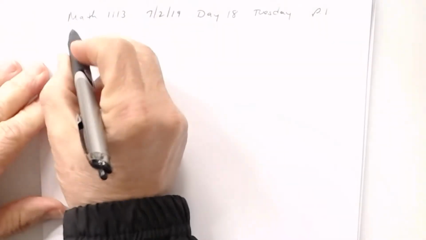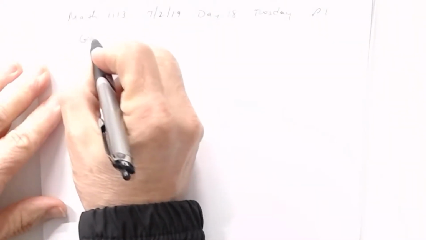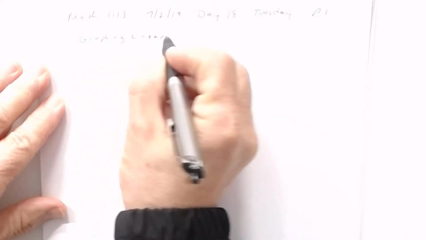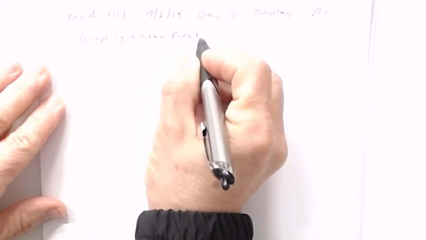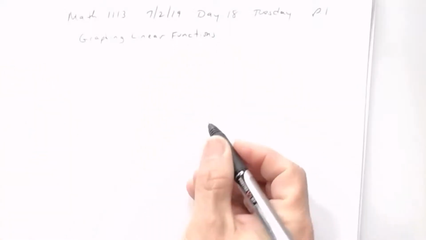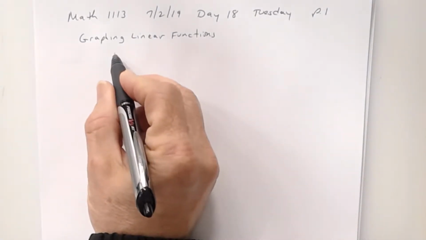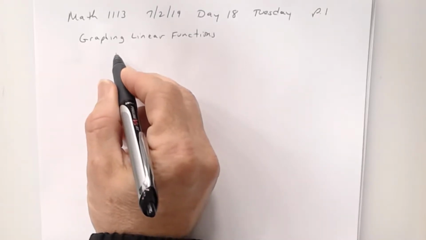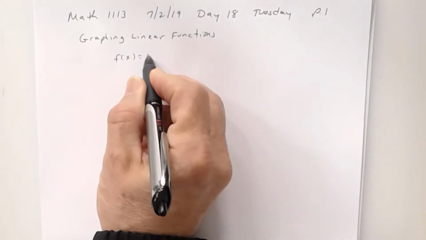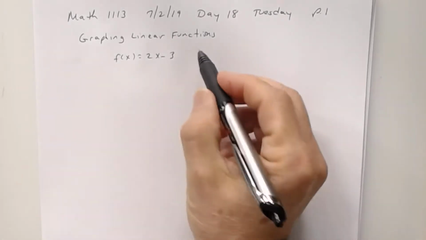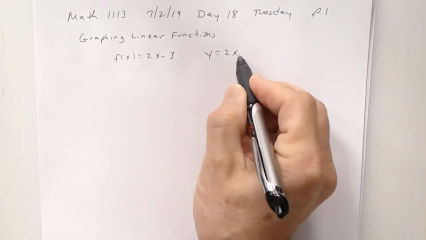All right, so we're going to look at graphing linear functions. And the way it's going to look, since I am using the word function, is we're going to use the function notation. So it'll be f of x equal, let's say, 2x minus 3. So we have this linear function. Now remember, what does the notation f of x stand for? Y. So this means the same thing as y equals 2x minus 3.